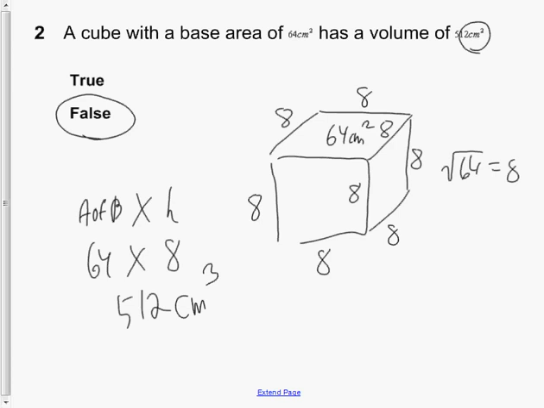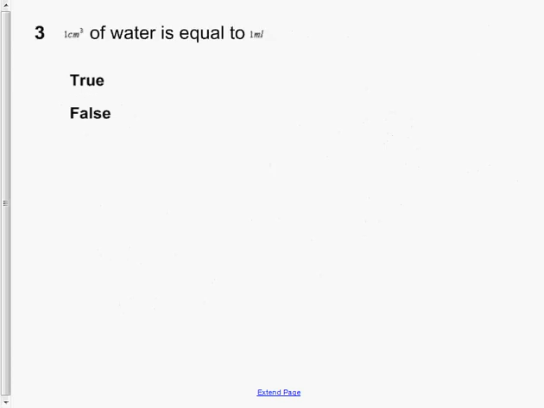Yeah, some bugger who made this test made that question just like that. Actually, to be honest, it's a misprint. I didn't mean for it to be that, but technically the answer would be false. So when I made it, I got to go back and change that up. It is 512 cubic centimeters. So if you said true, I'd probably give it to you because it was a misprint.